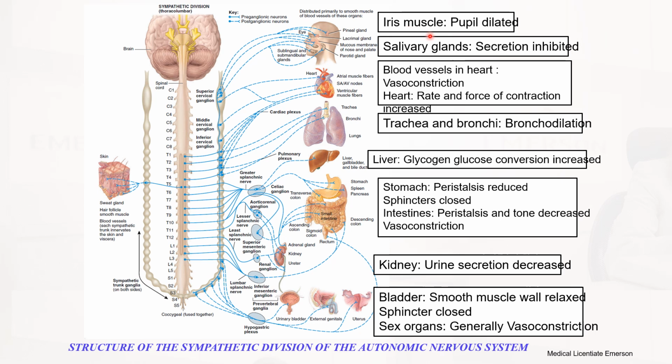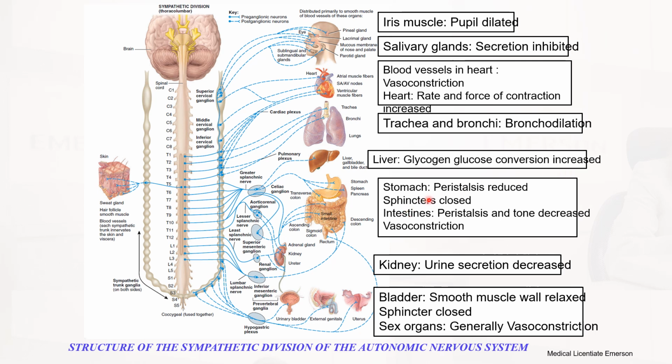So in terms of the iris muscle, it causes pupil dilatation. Then in terms of the salivary glands, it causes inhibition of secretion. Then in the blood vessels in the heart, it causes vasoconstriction. Then in the heart, it controls the rate and the force of contraction, which is of course going to be increased. Then when someone is in fight or flight, then the trachea and the bronchi will be in bronchodilation. Then the liver, you find that the glucose conversion is increased.